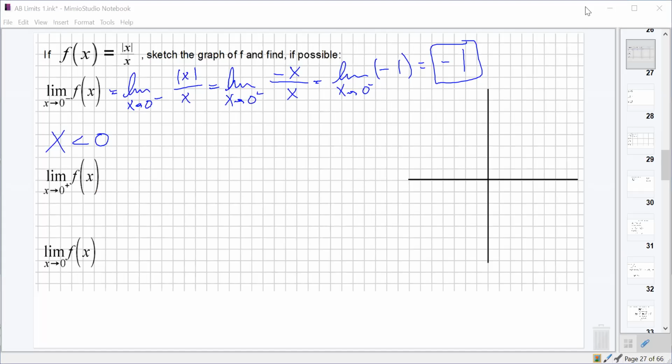Yeah. Now, what about as we approach 0 from the right? What do you know about all of the x values? All the x values, if you're approaching 0 from the right, ought to be greater than 0.